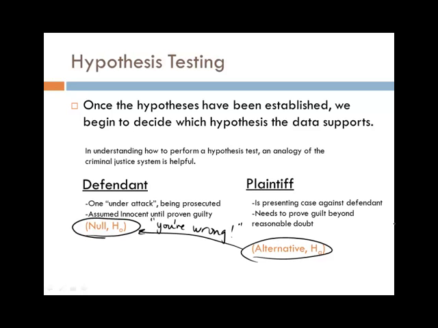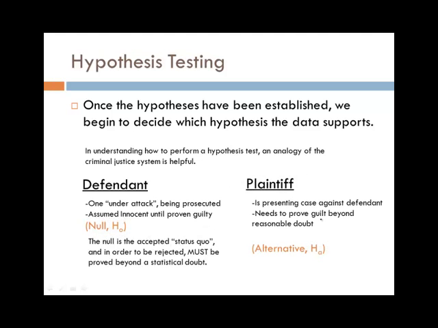In other words, you're guilty, right? So if the prosecutor can prove that the defendant is guilty, then the defendant goes to jail. However, the defendant is assumed innocent until proven guilty. So the burden of proof is on the plaintiff. The burden of proof is on checking the alternative hypothesis, which is what we do in the hypothesis test. The null is the accepted status quo, and in order to be rejected, must be proved beyond a statistical doubt. Since the alternative will replace the null as status quo, it needs to prove its case significantly. So we'll talk about what that means and what enables us to do that.